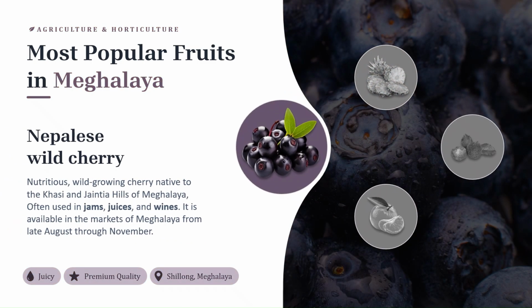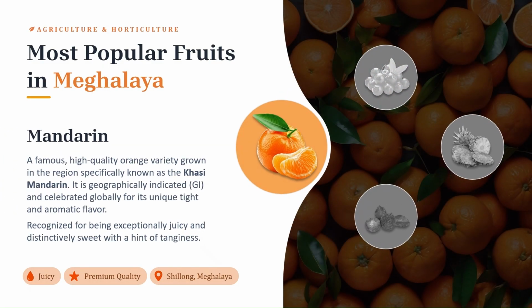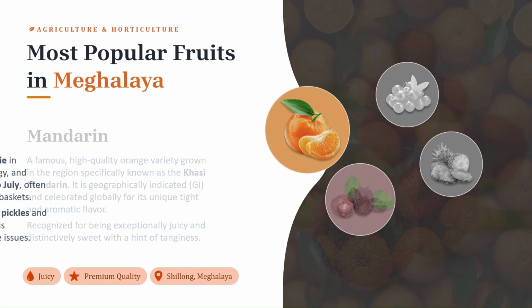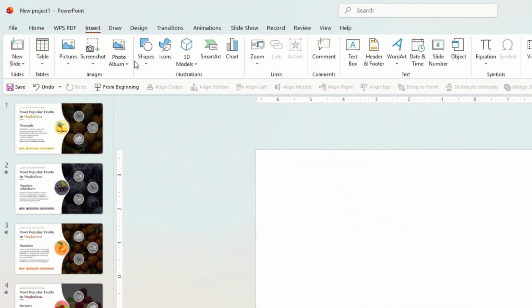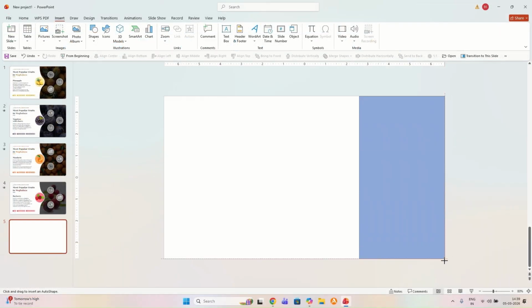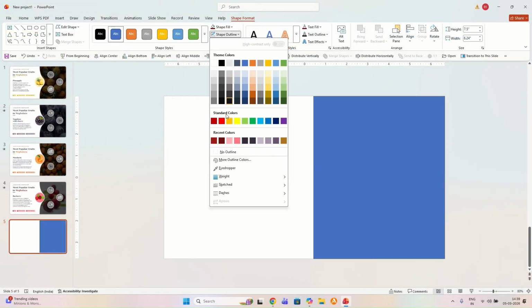In this video, I'm going to show you how to create this PowerPoint presentation. Let's start with a blank slide. I'm going to insert a rectangle shape on the slide. I'm going to go to Insert, Shapes. I'm going to insert this rectangle shape. I'm going to change the width of this shape to 6.24. Once it's done, I'm going to remove the outline of this shape. I'm also going to change the fill color of this shape.